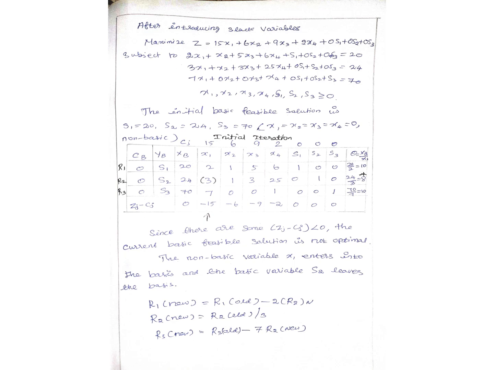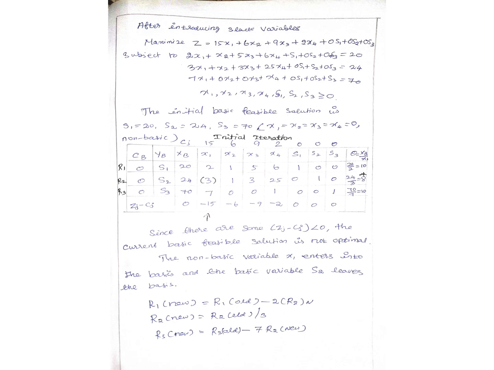And the third constraint, add a third slack variable s3. That is, the third constraint is 7x1 plus x4 plus s3 equal to 70. For each constraint, add one slack variable in order to balance the constraints. Hence, we have added three slack variables.